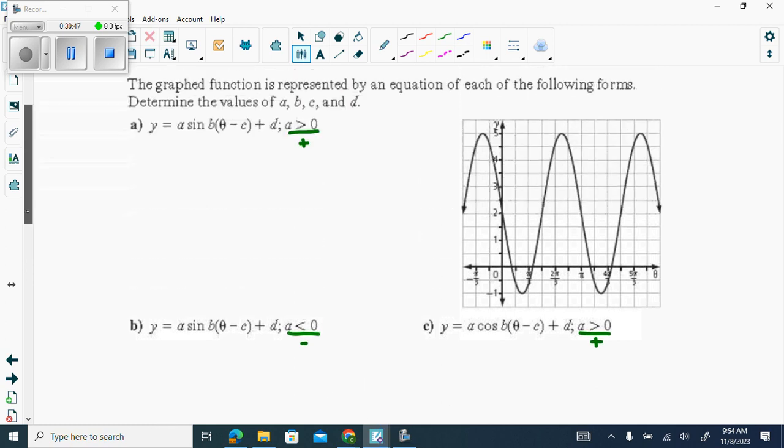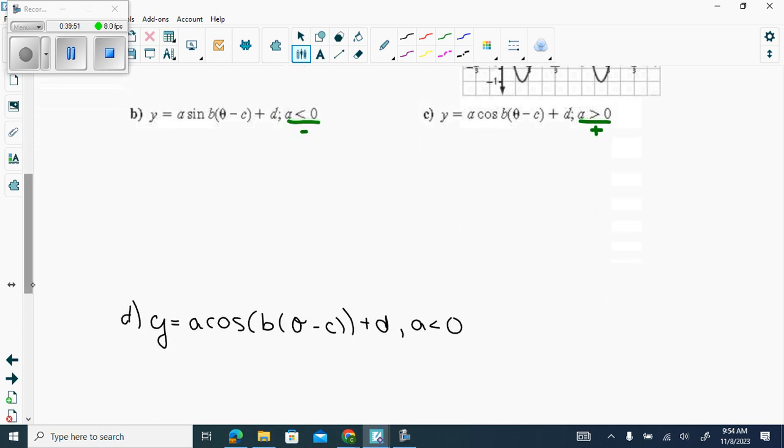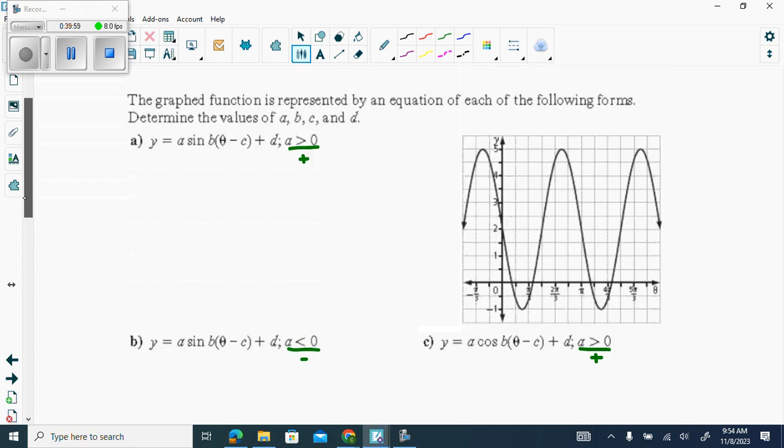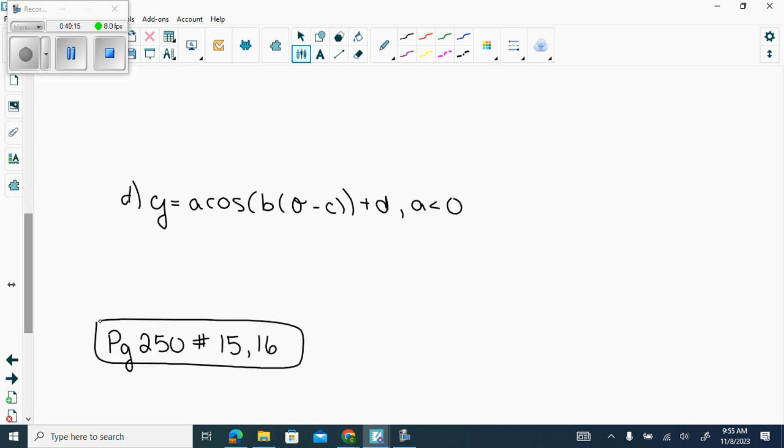So I want this completed for tomorrow, all 4 of them. Page 250, number 15 and 16 are really good practice. And most people need to practice these.